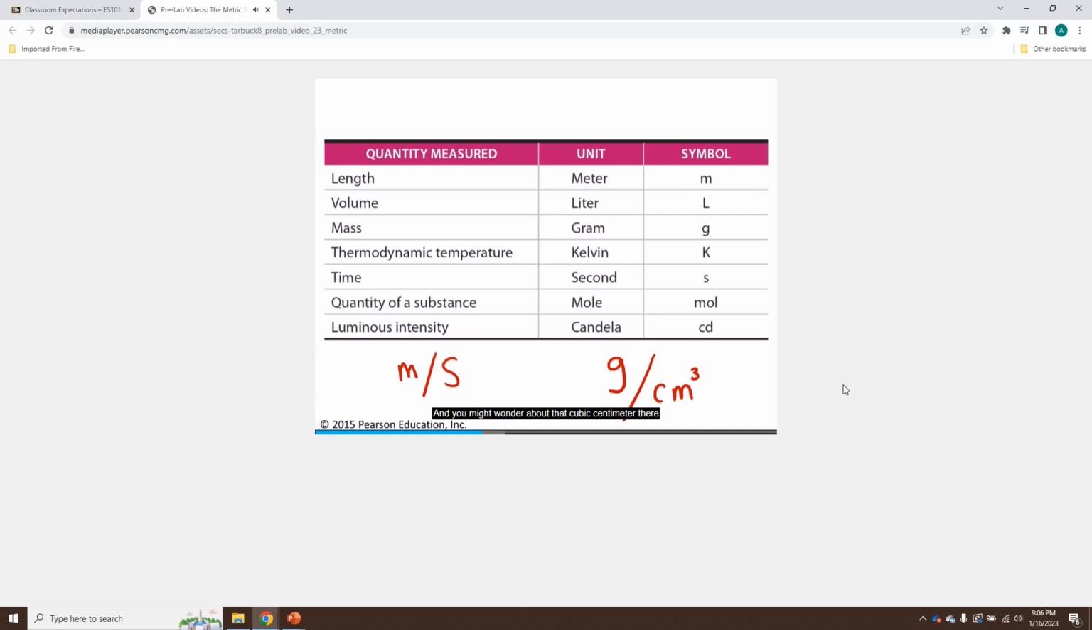And you might wonder about that cubic centimeter there as the unit of volume. Really, that's a unit of distance cubed, but a cubic centimeter is the equivalent of a milliliter. So really when we say grams per cubic centimeter, we're saying grams per milliliter.